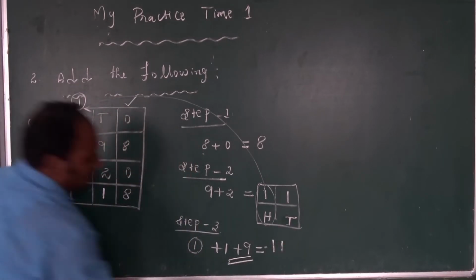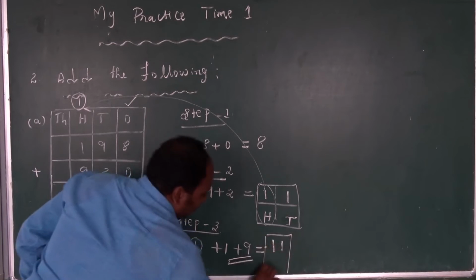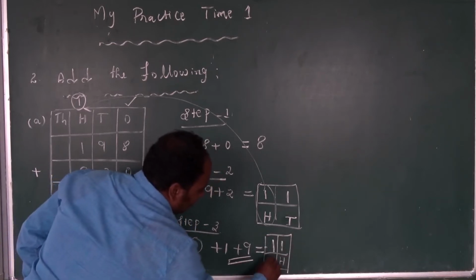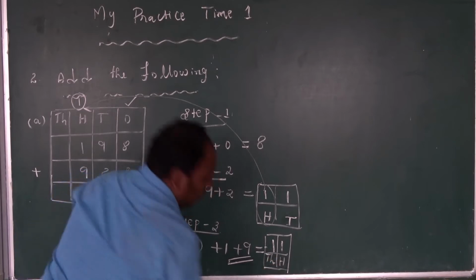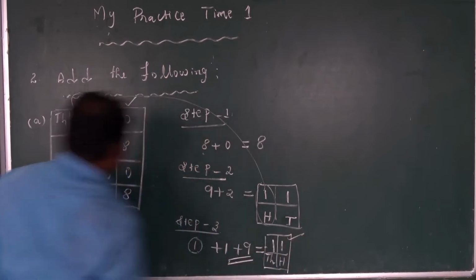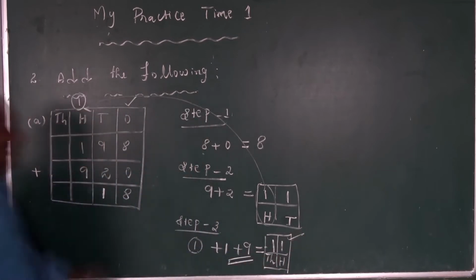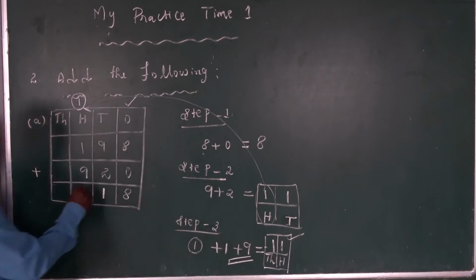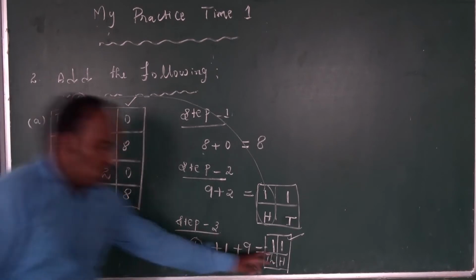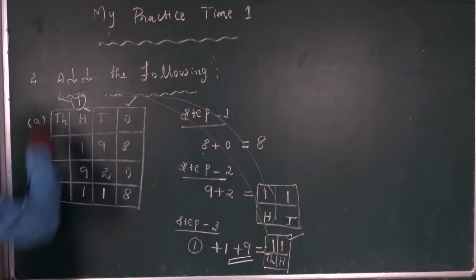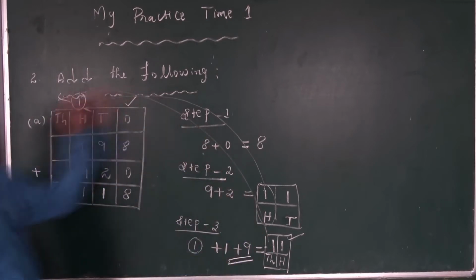Listen here. We take the place value, hundreds and thousands. 1 hundred is written in the hundreds place. The next, 1 thousand is carried over to the thousands place.